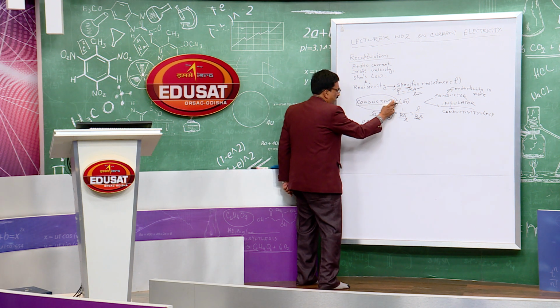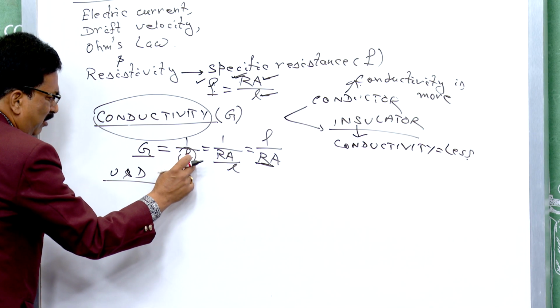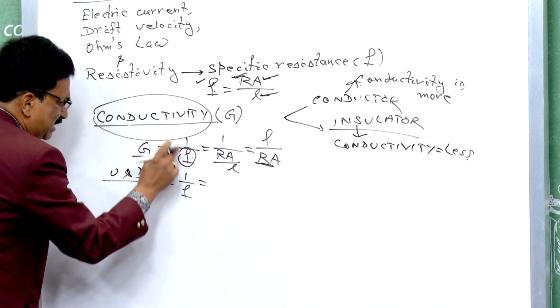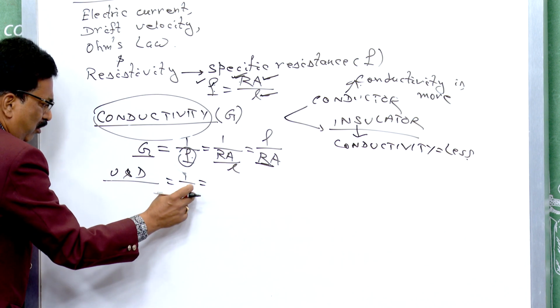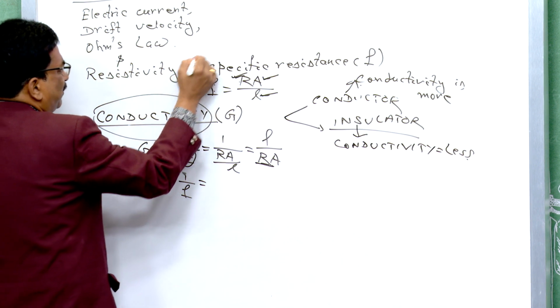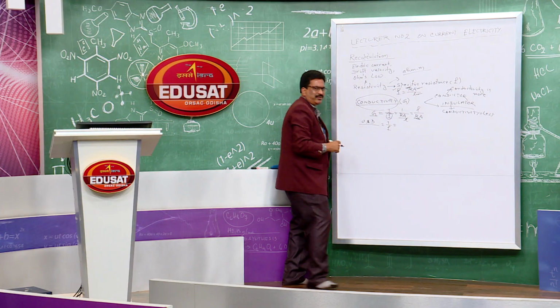Suppose we are going to find the conductivity, means G. G's mathematical expression is 1 by rho. This is the fundamental one, 1 by rho. So rho is the resistivity. As per the last class, the resistivity unit is the ohm meter.